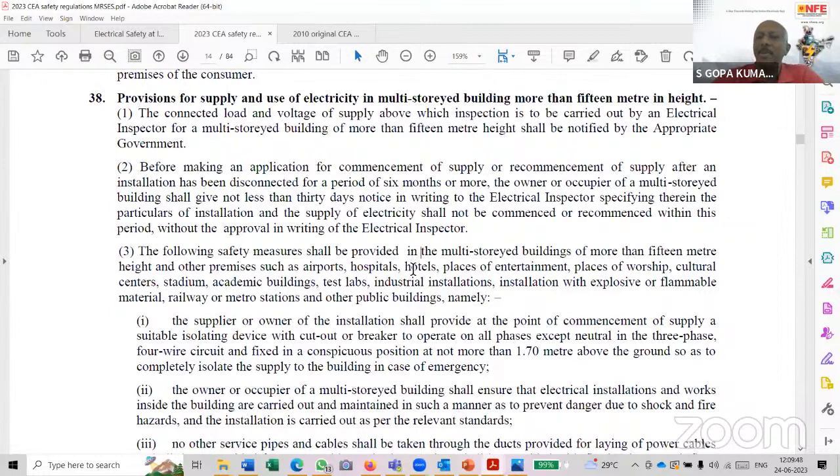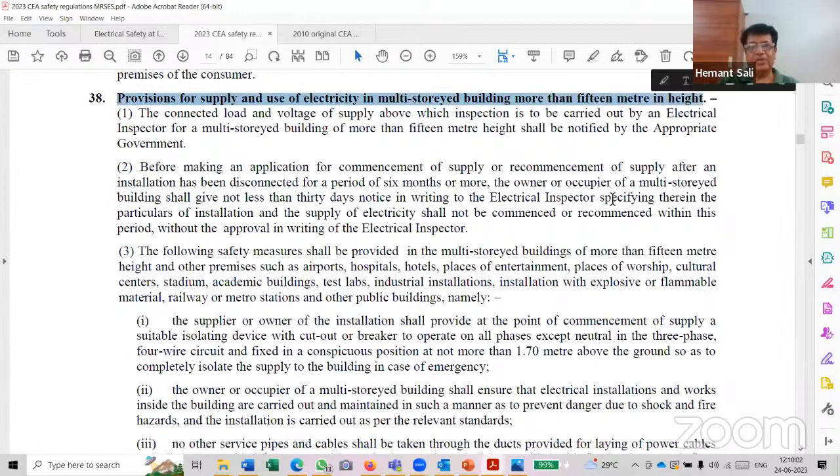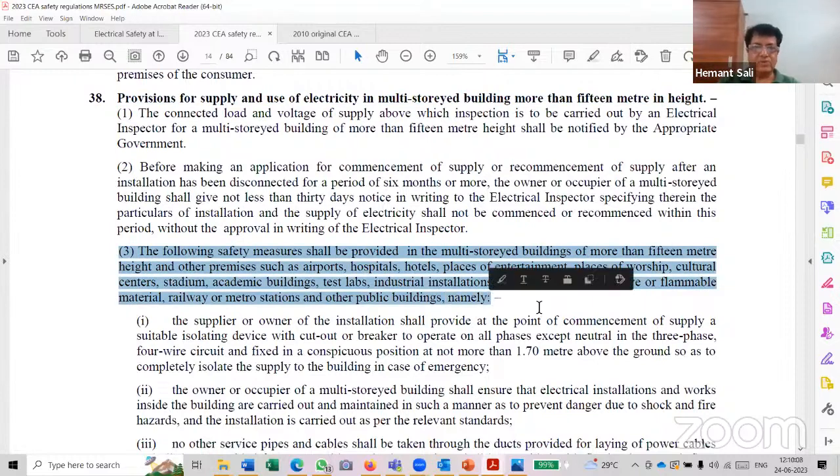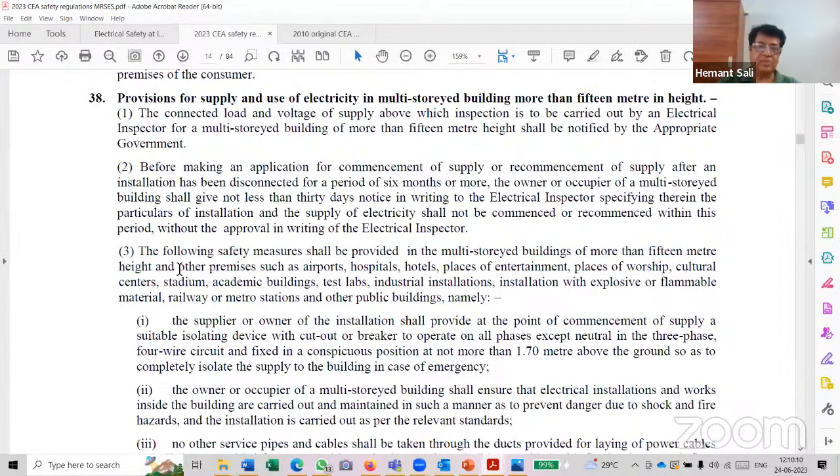You have to unmute, Saliji. Yeah. Actually, the heading of regulation number 38 should be changed. It should be multi-storied buildings and high-risk buildings. That should have been the proper wording, because under this they mention that other buildings are also included. So that is somewhat confusing, like airports and hospitals, where height doesn't come into the picture in every place.